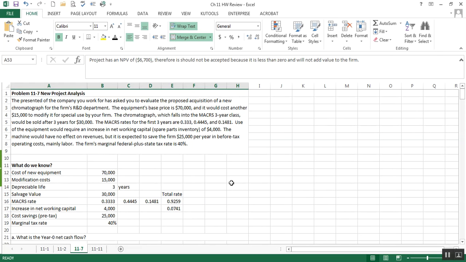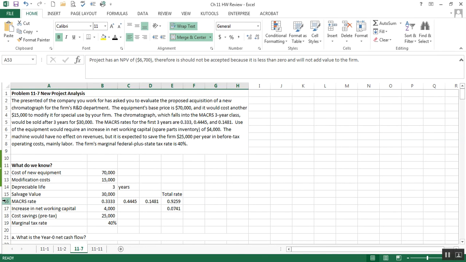Problem 11-7, looking at a new project analysis. You can read through the paragraph and understand that basically we're looking at acquiring a new piece of equipment for the firm's R&D department. The cost is $70,000, modification costs of $17,000 to modify it for special use by the firm. The depreciable life is 3 years, salvage value is $30,000.